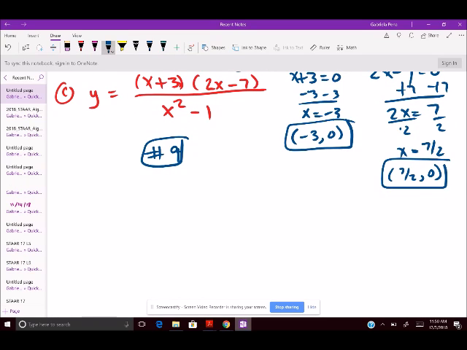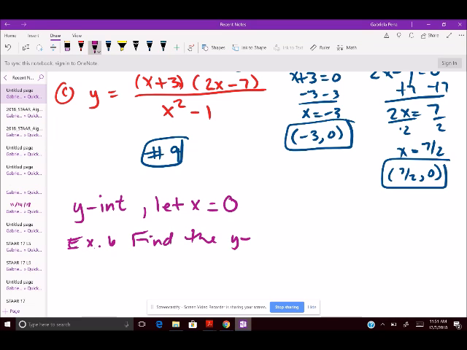So for example 6, we are dealing with the x-intercept. Not x, what did I say? We're dealing with the y-intercept. When we deal with the y-intercept, we let x equal what? 0. So this one's going to be a piece of cake. You just replace every x with a 0, boom, and that's your answer. So for example number 6, find the y-intercept.